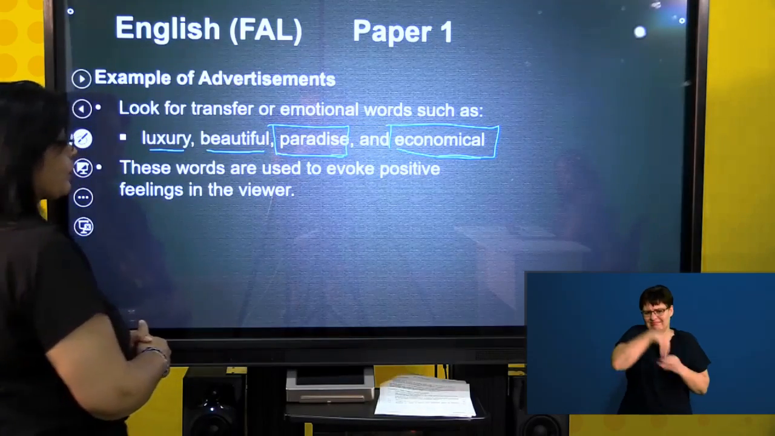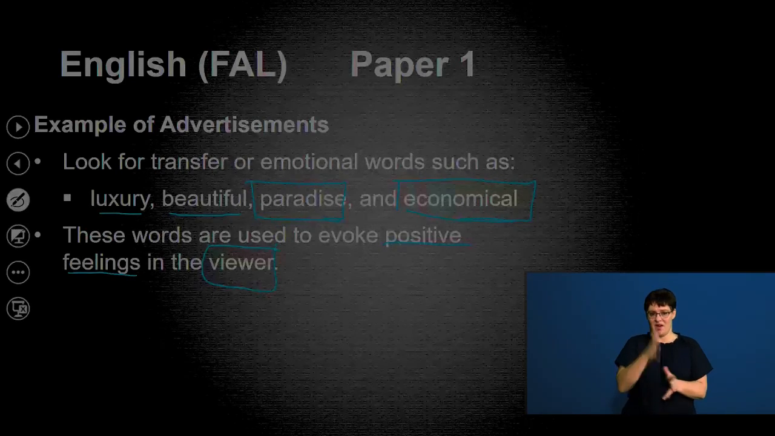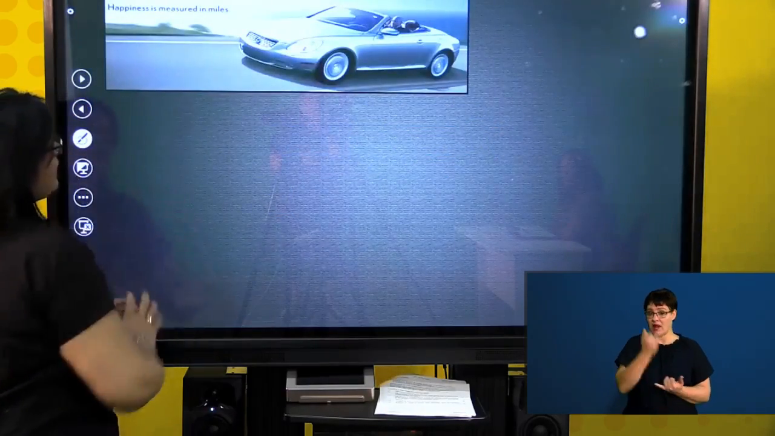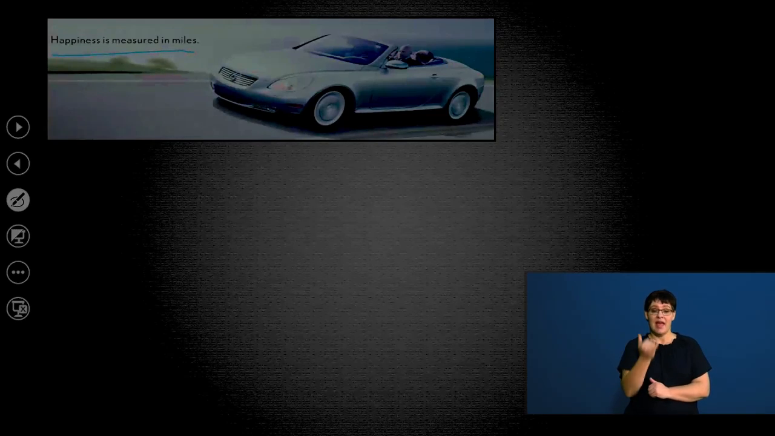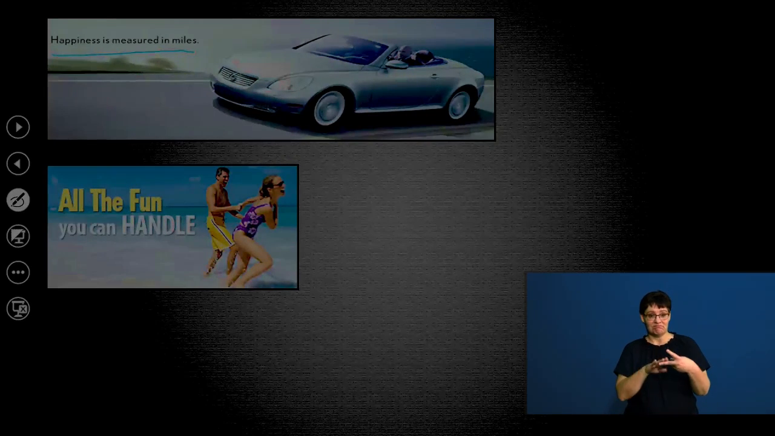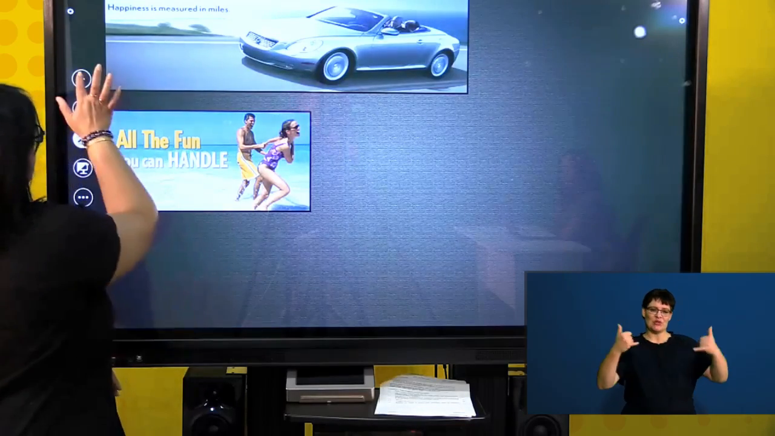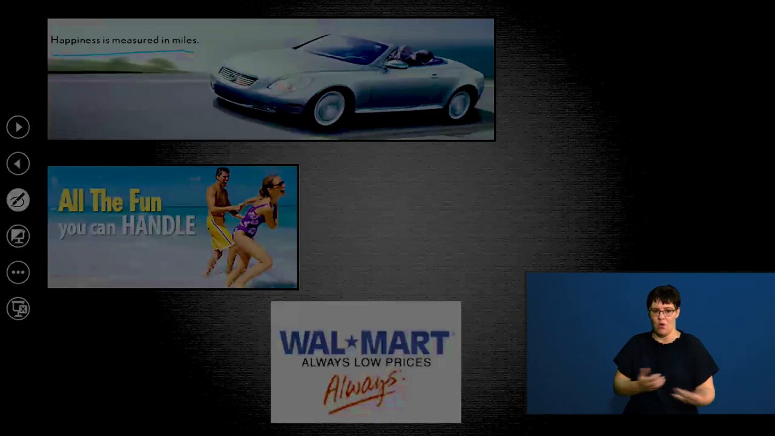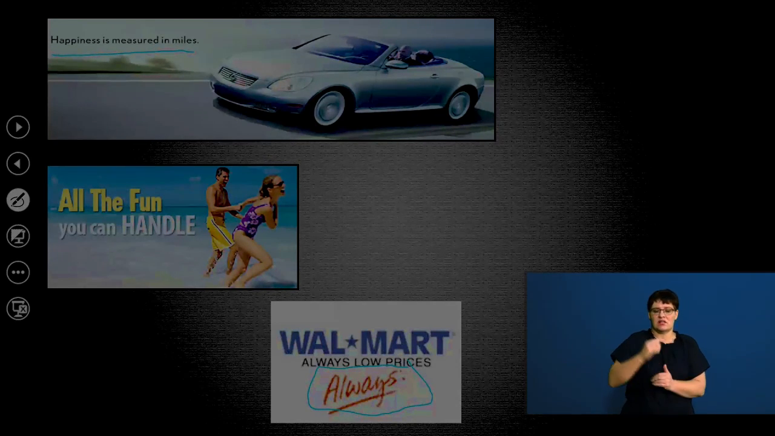So these words are used to provoke positive feelings in the viewer. The viewer here is the target audience. So it's aimed at a specific target. If we go on and we look, there is a nice little car, a Lexus. It says happiness is measured in miles. And I mean, who wouldn't want to drive a car like this? Then if we go on, all the fun you can handle. There's a couple, very happy, at the beach, enjoying themselves. These are just very basic adverts to show you how the emotional appeal works. And then Walmart, always low prices, always, right? So they're reinforcing that their prices are low.